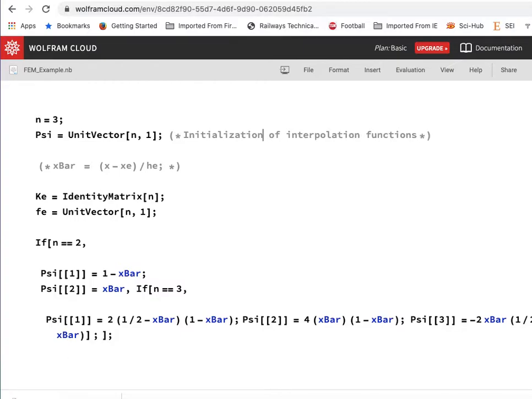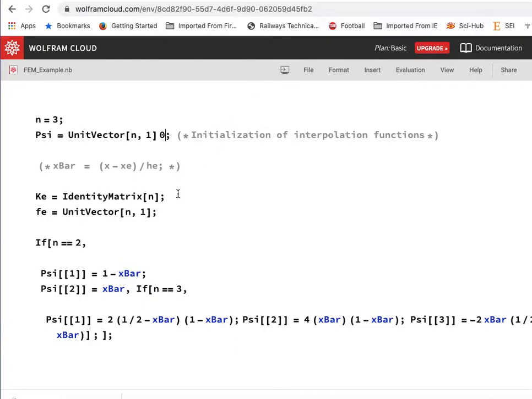Ideally we should initialize it to 0. So if I want to initialize it to 0, what I can do is just multiply this with 0. So now if I do that, then psi is initially 0 0 0.